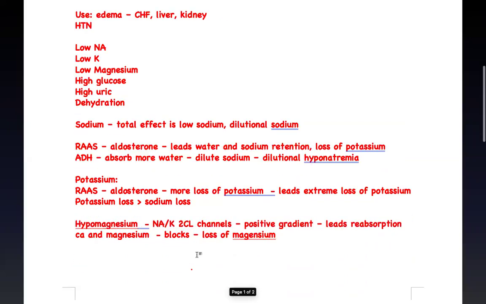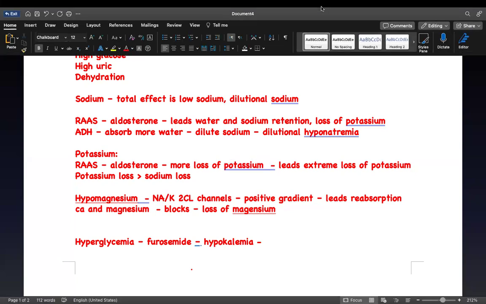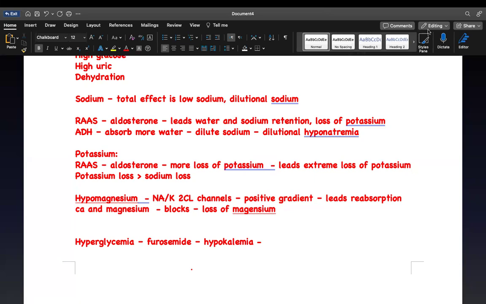The next thing your board may ask you is glucose. So hyperglycemia. How does it happen? The first thing is, I told you furosemide leads to what? Hypokalemia. Remember, when your potassium is very high, you're going to release what? Insulin. When insulin gets released, it causes what? Hypoglycemia.